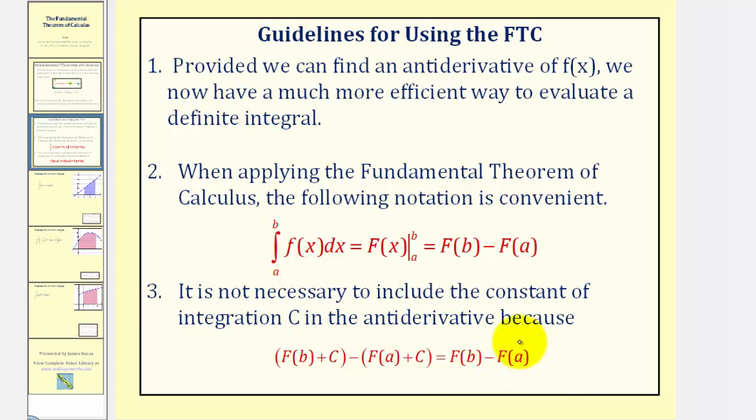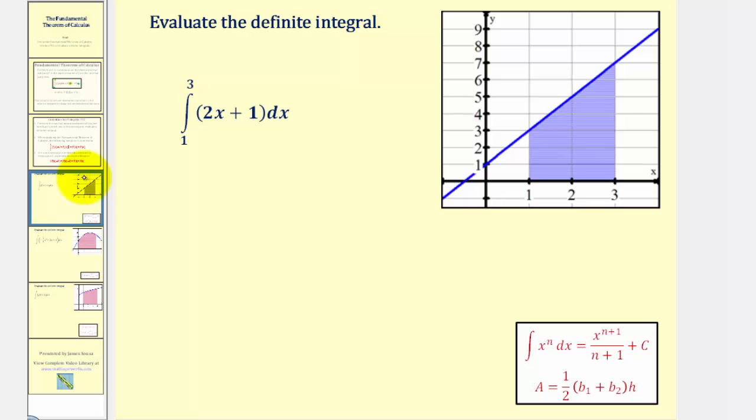Let's look at some examples. We want to evaluate the definite integral. And notice how the integrand function graphed here on the right is non-negative on the closed interval from 1 to 3. And therefore, this definite integral is equal to the area below the function bounded by the x-axis over this closed interval. And notice how this region is a trapezoid. So we could evaluate this using the area formula for a trapezoid. But let's use the Fundamental Theorem of Calculus first.